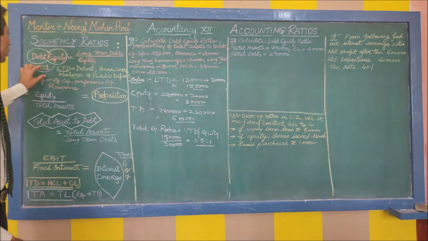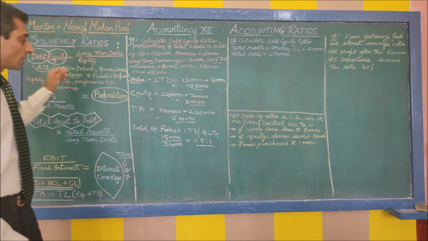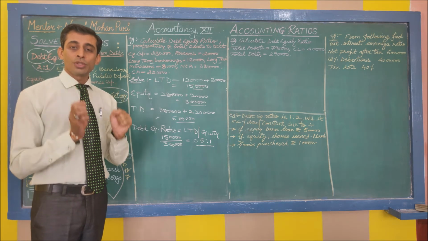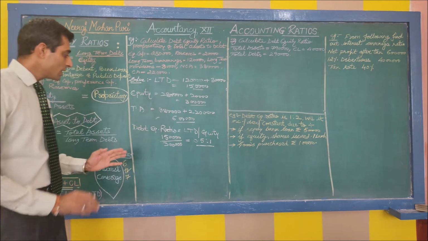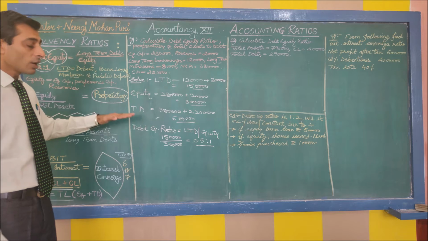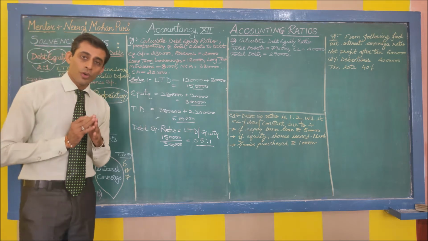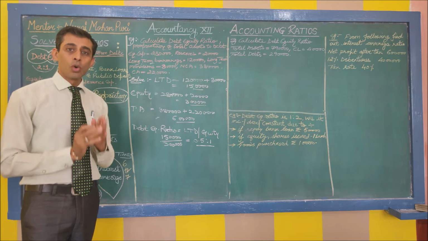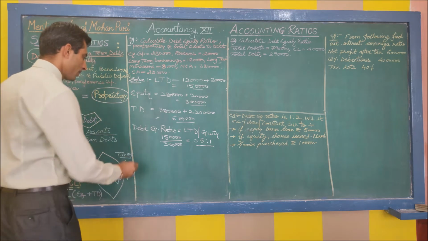Our ideal ratio is 2:1. In this situation, lower the ratio, financial position is strong. Means higher ratio is not considered good. Lower the ratio, that means the borrowed funds or external investors feel more secure.